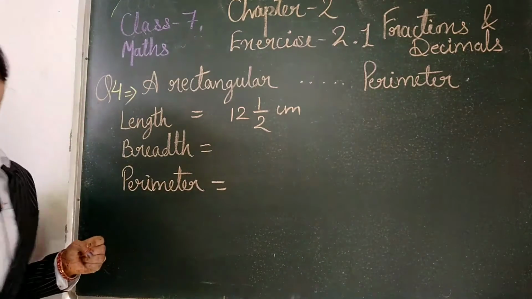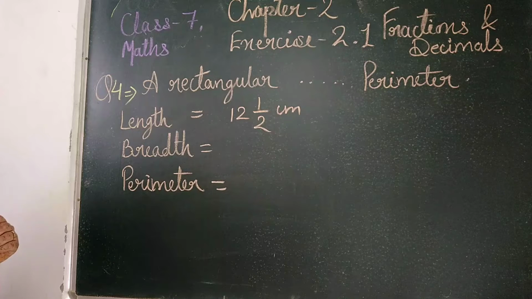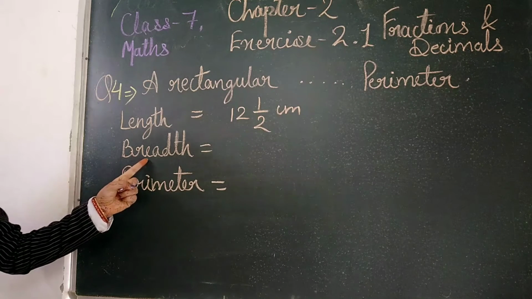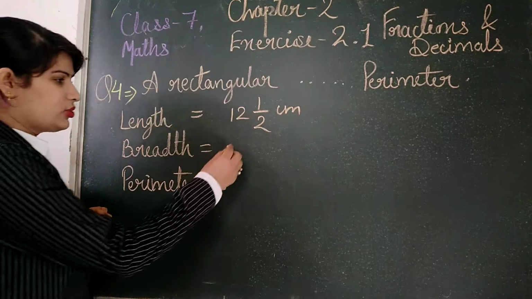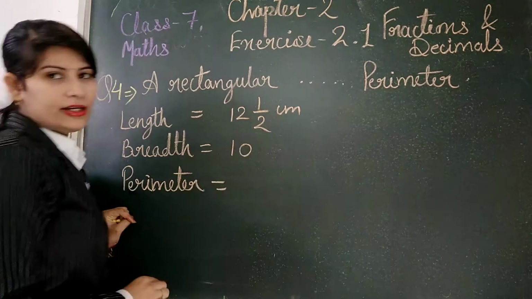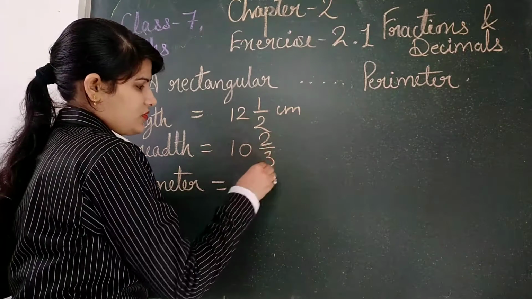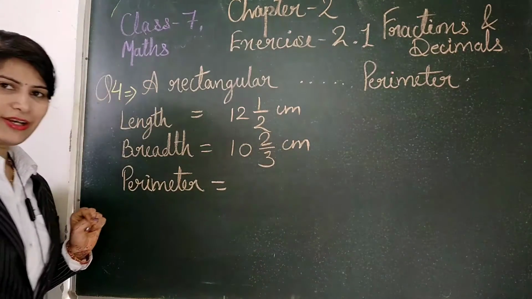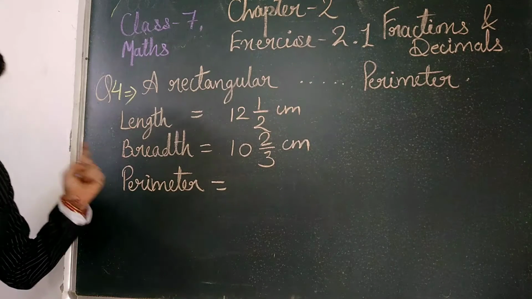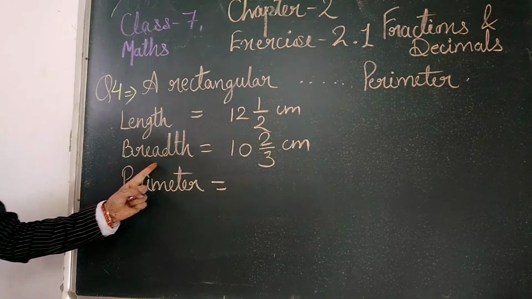So length is given. Now I am coming to the next statement, and 10 2/3 is wide. That means breadth of 10 2/3 centimeter. Okay. Now look at students, look at this breadth spelling.